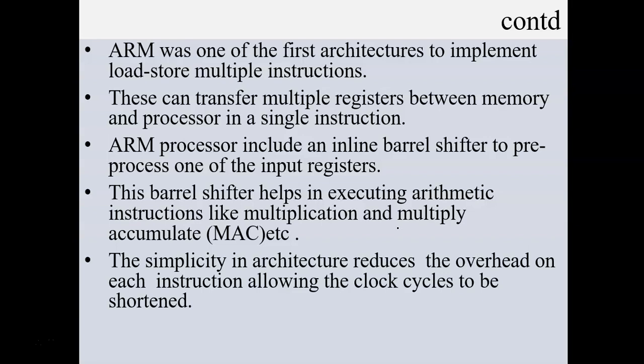So the simplicity of the architecture, both ISA as well as hardware architecture of these ARM processors, reduces the overhead, that is the burden due to each instruction, and allows the clock cycles to be shortened, that is reduced. These interesting features make ARM processors execute instructions in fewer clock cycles, meaning less time, so that they can execute instructions at a higher speed with reduced power dissipation. Hence, the ARM processor is considered the most suitable candidate for embedded applications, mobile applications, or any other recent consumer electronic products.